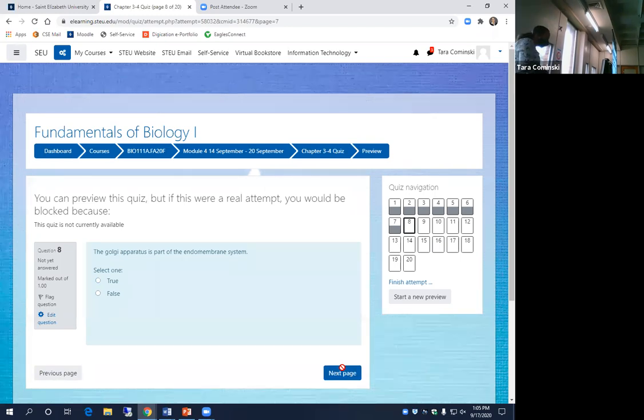Oh, the Golgi apparatus is part of the endomembrane system. True or false, guys? True. So remember, all of the organelles that are part of the endomembrane system are made up of membranes, essentially, and they're all connected either via vesicles or even directly connected, okay?